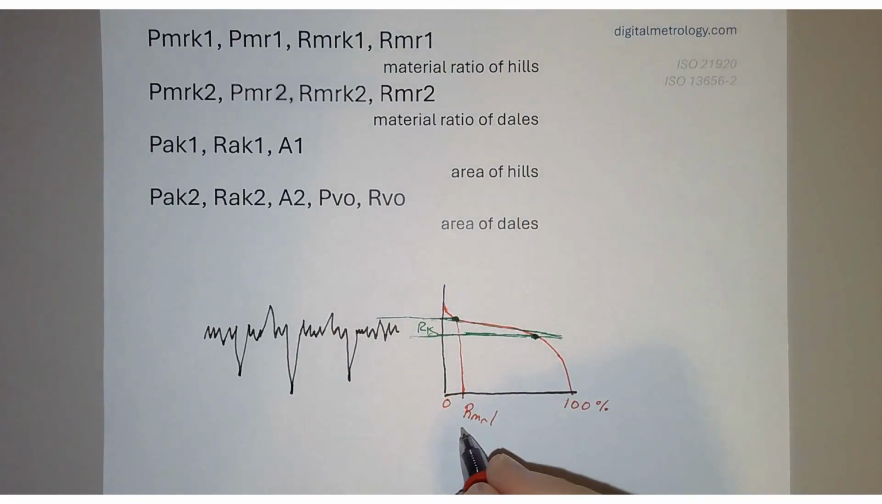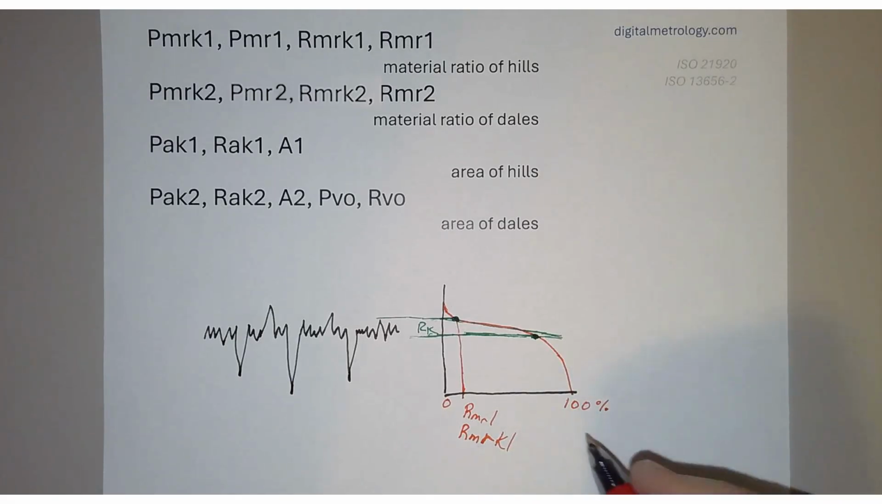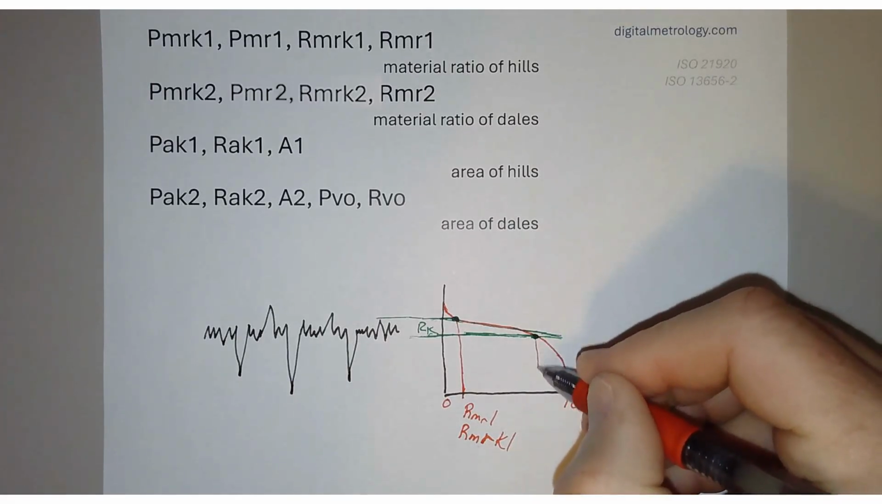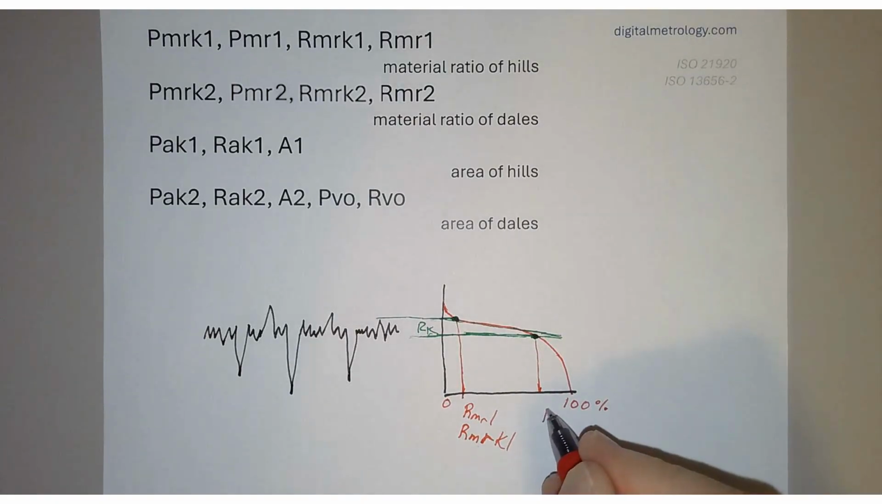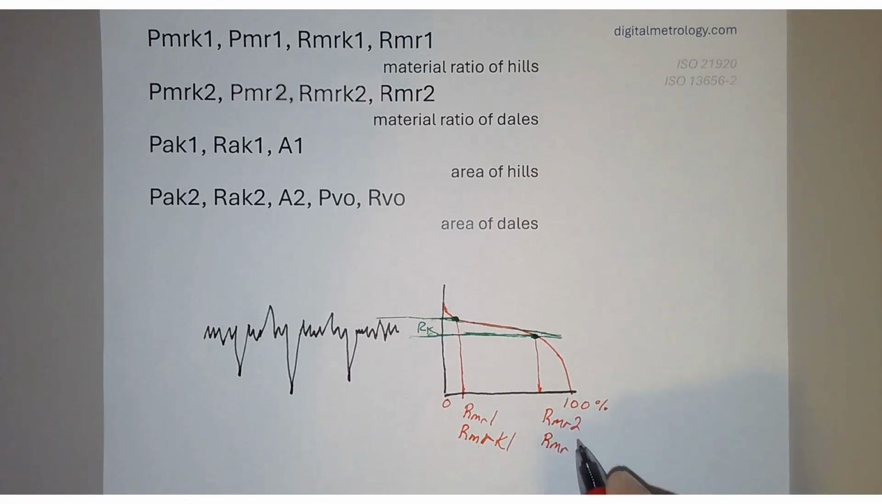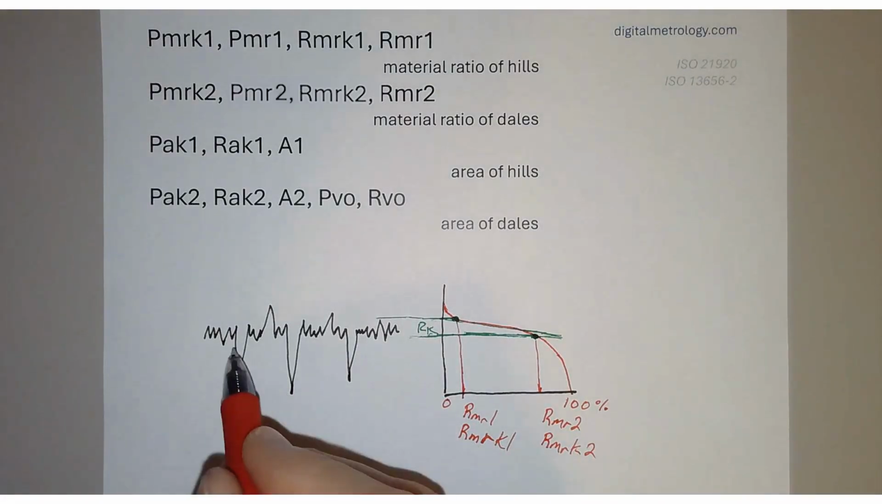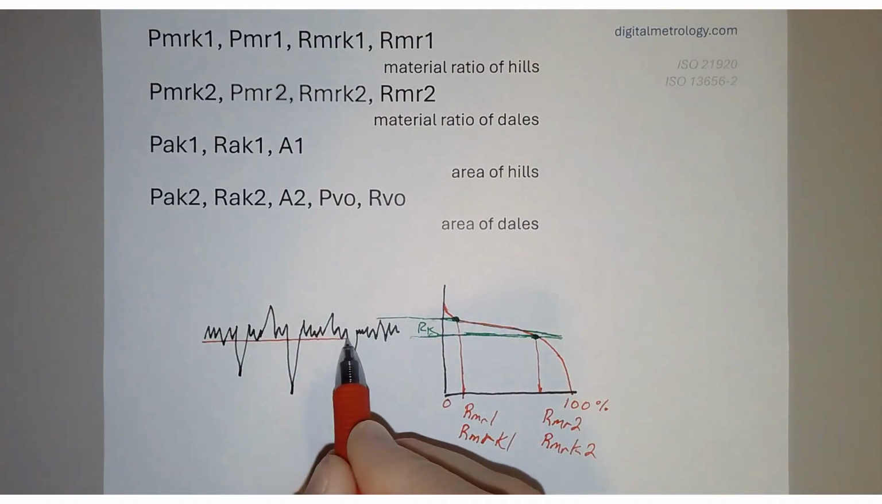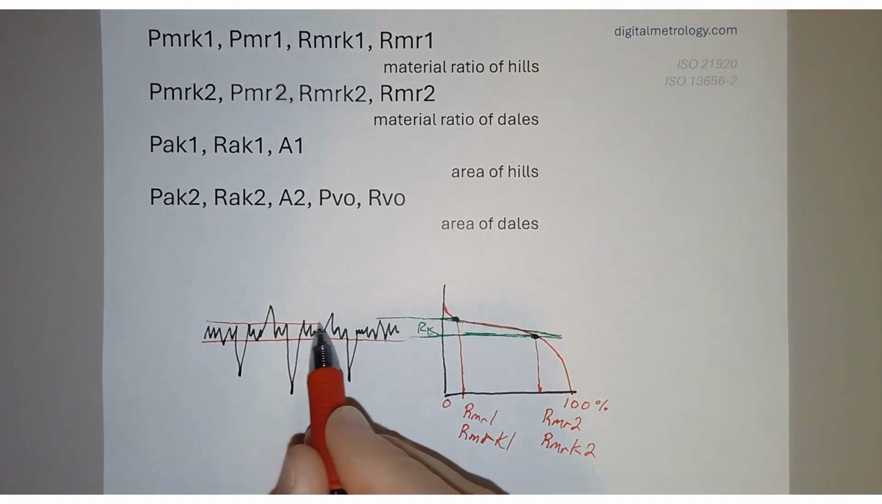Now, in recent standards, we've added the K to help us remember the parameter family. So roughness material ratio K1, Rmrk1. And over here where the valley part meets the curve, this is Rmr2 historically, and today we're calling that Rmrk2. So those material ratios are meaningful. That's the amount of material where the core meets the peaks or the valleys.